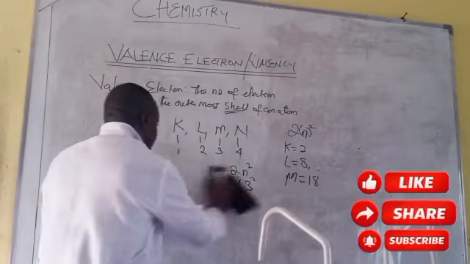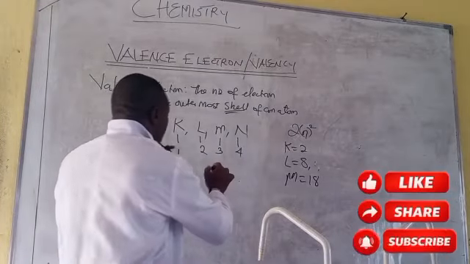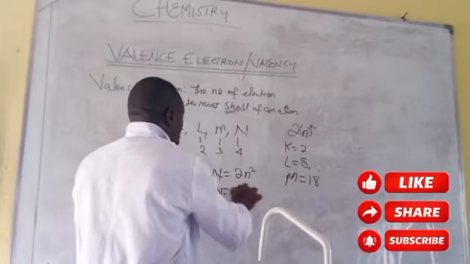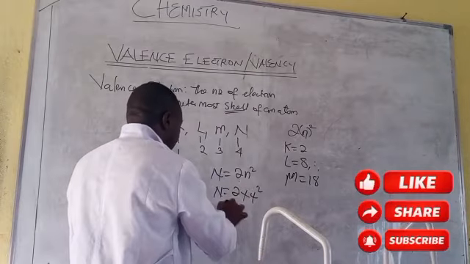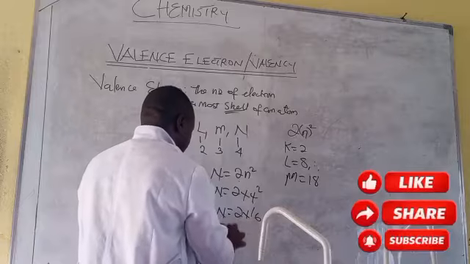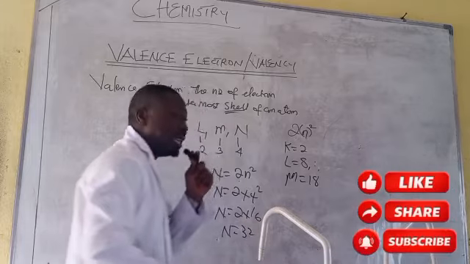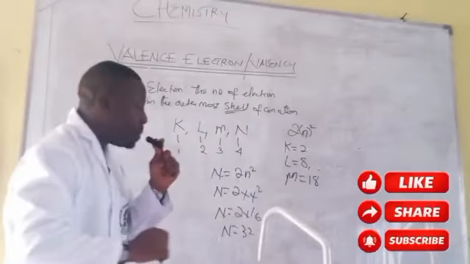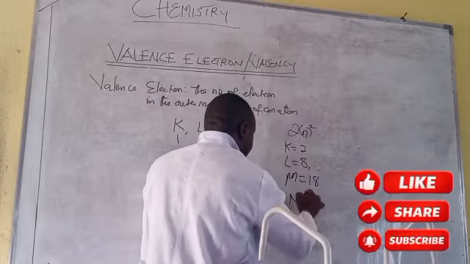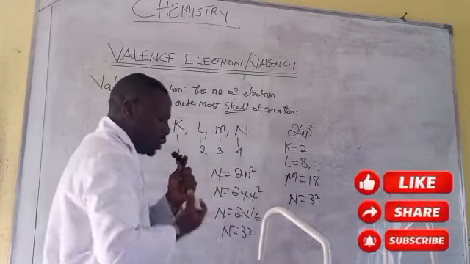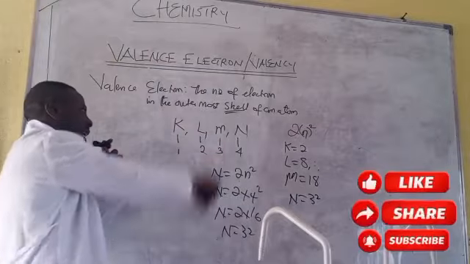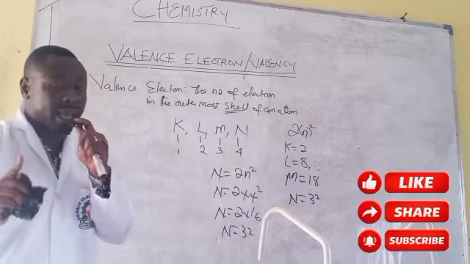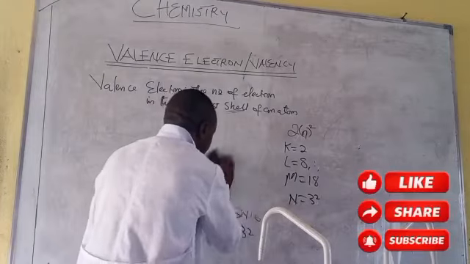Then we come to the N shell. The same formula, N equals 2n squared. N equals 2 times 4 squared. N equals 2 times 16. N equals 32. So you can see the maximum number of electrons that the N shell can carry is 32. So all students need to understand the number of electrons that each shell can carry. Please, that must be noted.